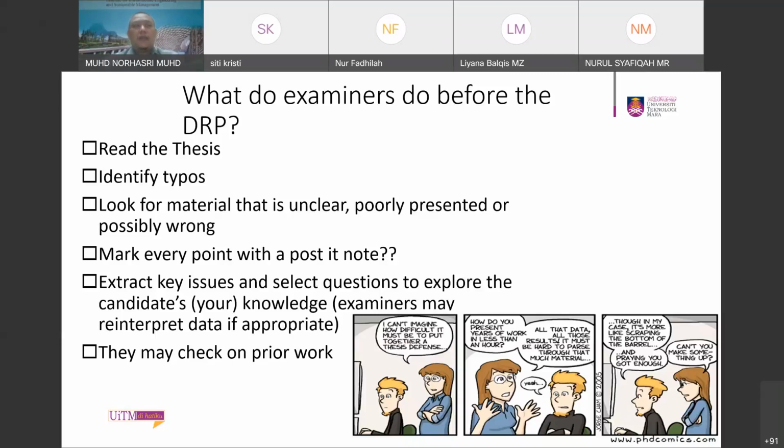To cover on this, please have very good communication with your supervisors. Always see them and seek advice, especially during the DRP period, around one or two weeks before your DRP. See your supervisor regularly and seek advice from them. So what do the examiners do? They look for typos, look for unclear statements, and extract some issues.